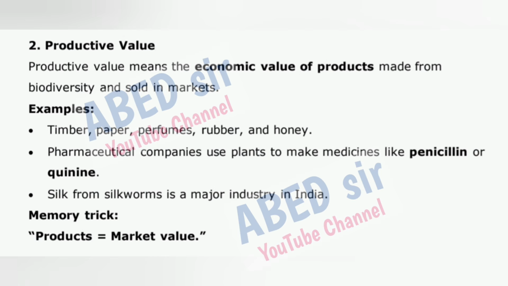2. Productive value. Productive value means the economic value of products made from biodiversity and sold in markets. Examples: timber, paper, perfumes, rubber, and honey. Pharmaceutical companies use plants to make medicines like penicillin or quinine. Silk from silkworms is a major industry in India. Memory trick: products equal market value.